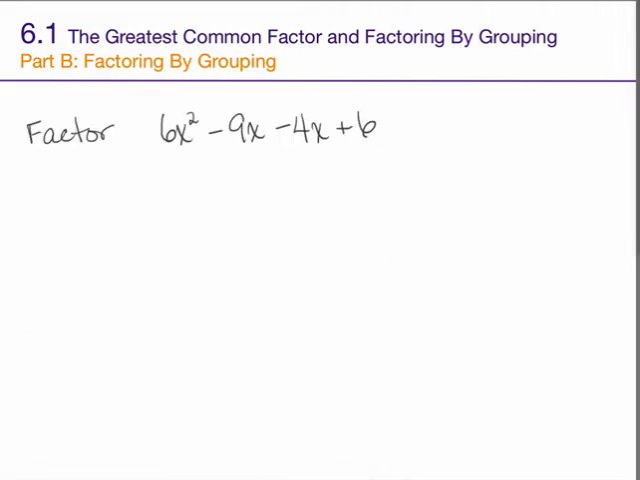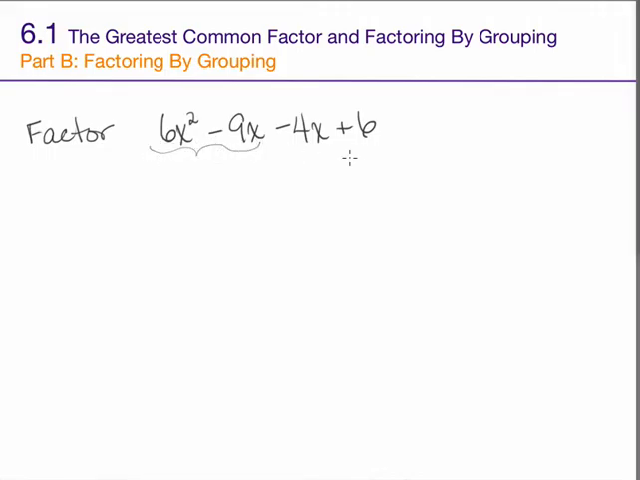Okay, here's my last one for this part, and I've chosen this for a very specific reason. Factoring this expression is going to be pretty straightforward. The problem is the signs. I'll show you what I mean as we go along. Since I'm factoring by grouping, that's actually the only way I know how to factor so far.